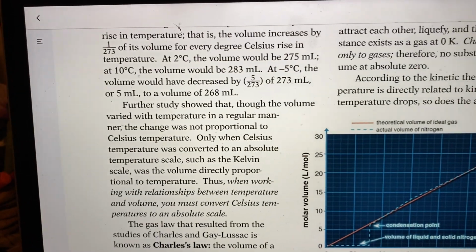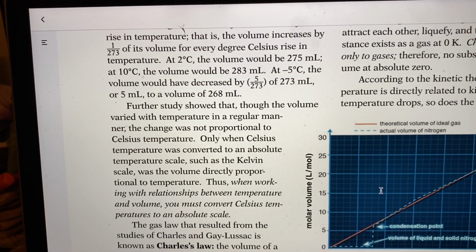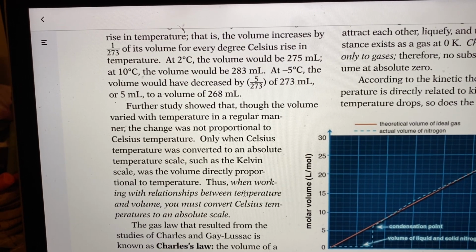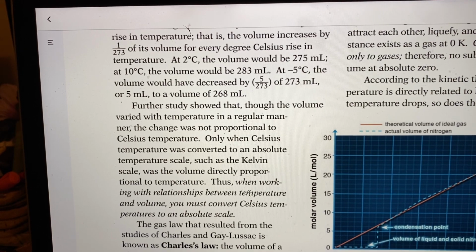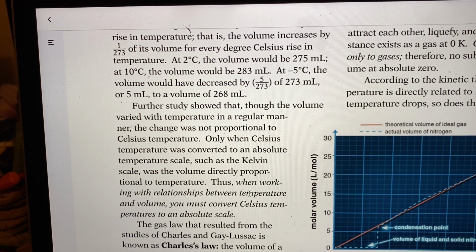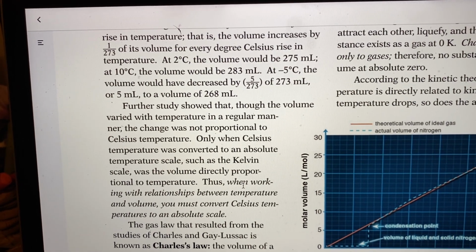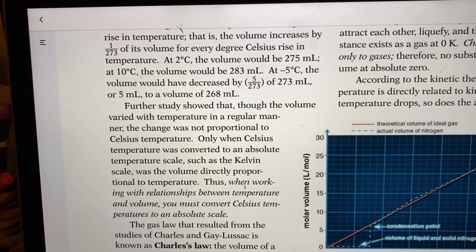But there's one thing that Charles and Gay-Lussac found, and they found that it doesn't work with scales like the Fahrenheit scale. When you take temperature with Fahrenheit, it doesn't work, and it doesn't work with centigrade. In fact, you have to have an absolute scale, and the only absolute scale we have is the absolute zero scale, with Kelvin. Thus, when working with relationships between temperature and volume, you must convert Celsius temperatures to an absolute scale. And that is the scale that we have heard before, absolute zero. And we'll see how to change this to absolute zero.